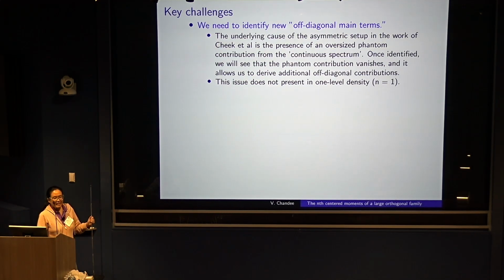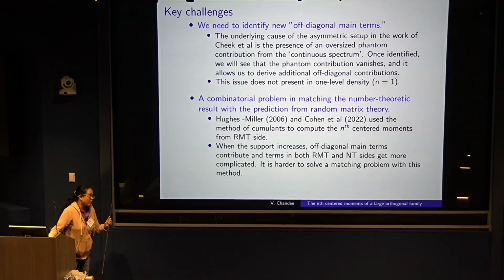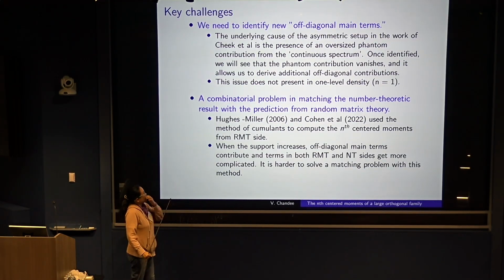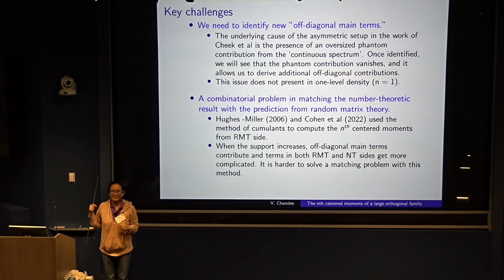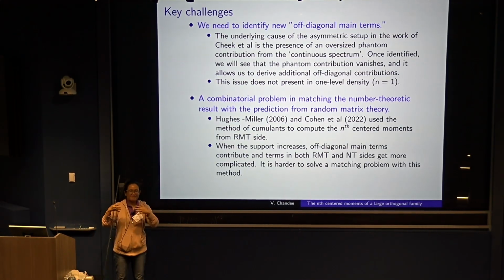All right. And the next thing that one-level density does not have is the combinatorial problem. So we face the problem that we have number theory results that look messy and random matrix results that look messy, but they don't look the same. So we don't know how to match them.